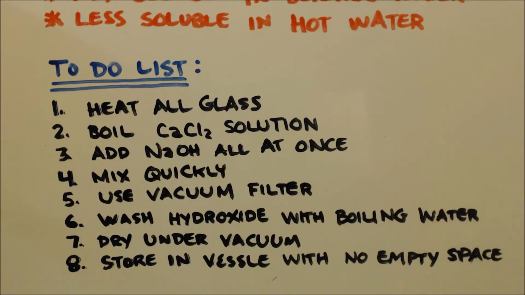So then after that, you would take it and you'd have to dry it under a vacuum. Because if you don't have it under a vacuum, or you don't get rid of the CO2 in the air, it's just going to make it into carbonate. And finally, you need to store it in a vessel with no empty space, or else put a vacuum on the container you put it in. But it's a lot easier just to fill the bottle all the way up to the top so there's no air in there. And then that way it should last a long, long time.